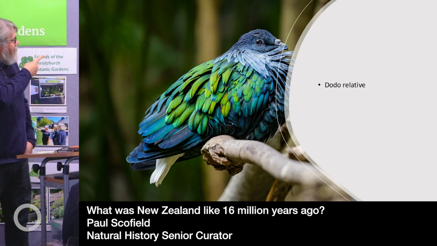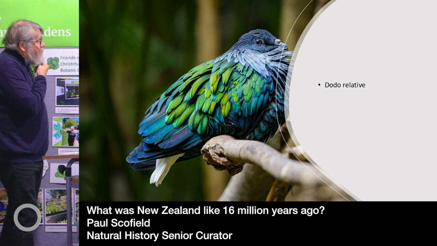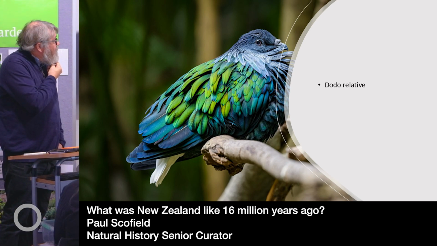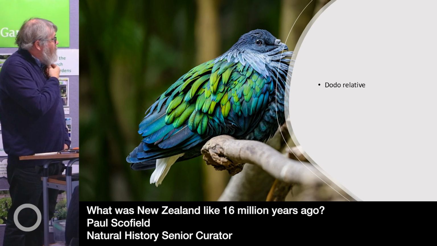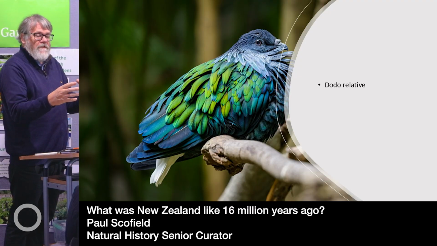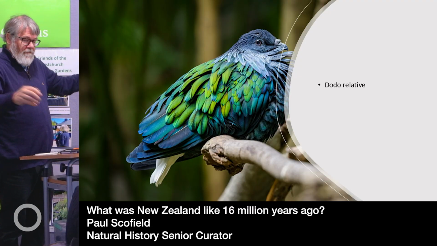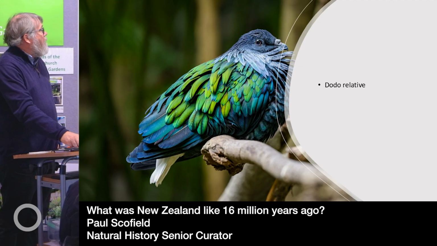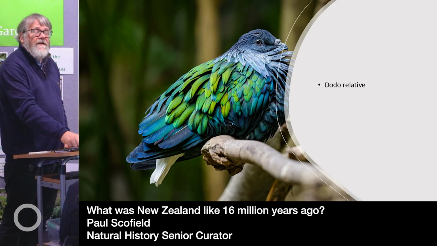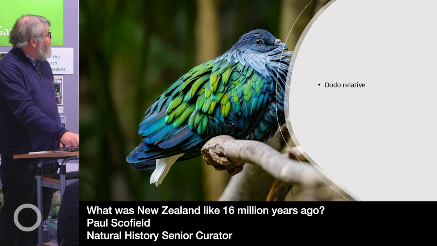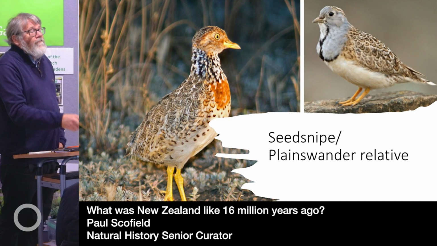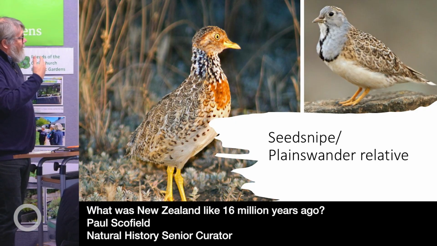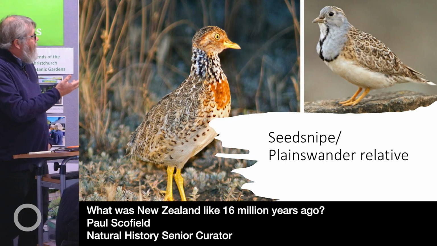And this, believe it or not, is a Nicobar pigeon, and this is the closest living relative of the dodo. And our bird is the size of a Nicobar pigeon, so only about this big. Not like the dodos, which were huge. But it makes sense that we would have had something like a dodo at this time, because dodos are clearly a Gondwanan group, as are the seed snipe and the plains wanderer.